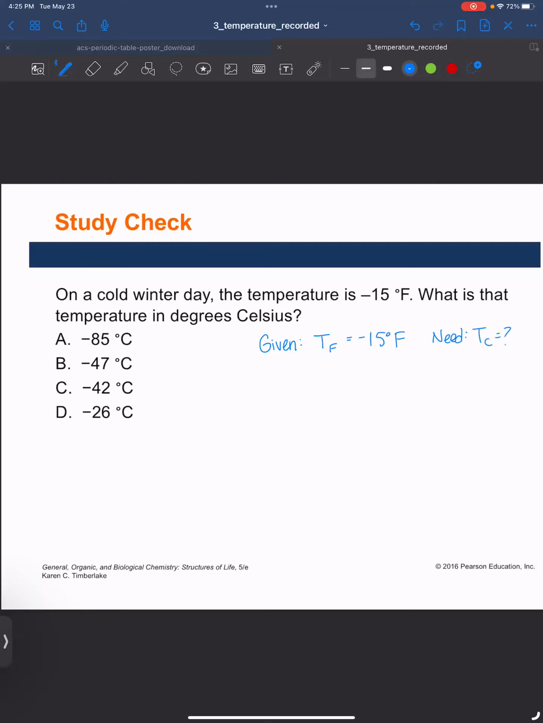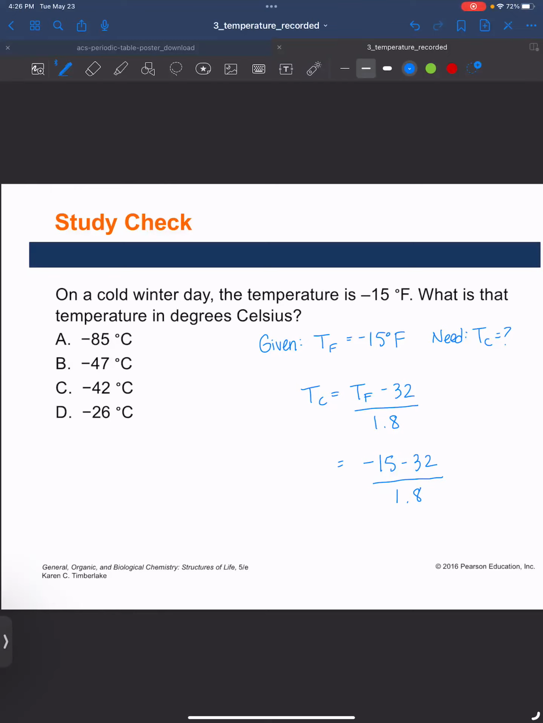And so because we're converting from Fahrenheit to Celsius, we'll need to write down the equation. Temperature in Celsius is equal to temperature in Fahrenheit minus 32 divided by 1.8. And remember, 32 and 1.8 are exact numbers. We're going to plug in negative 15 minus 32 divided by 1.8. So I'm going to plug that into my calculator.